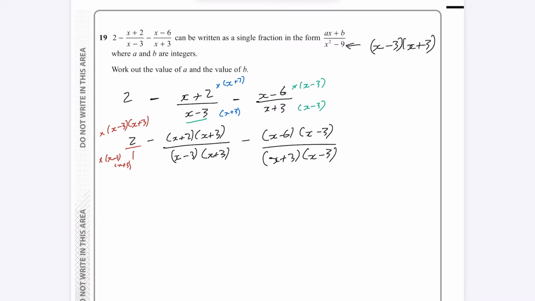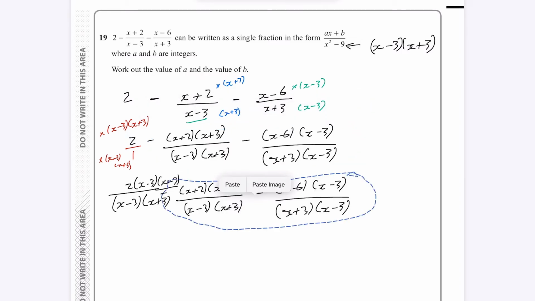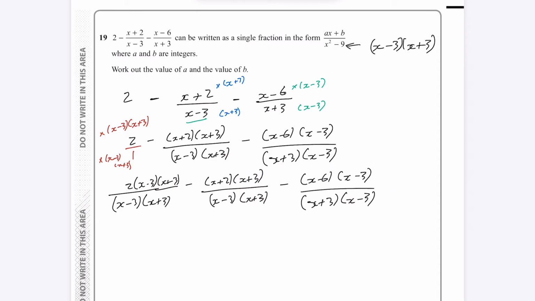So that then becomes 2 all over (x minus 3)(x plus 3), and (x minus 3)(x plus 3). I can just copy that and paste it there. Awesome, there we go, saves me having to write that. So that now becomes that. Now notice all the denominators are the same.